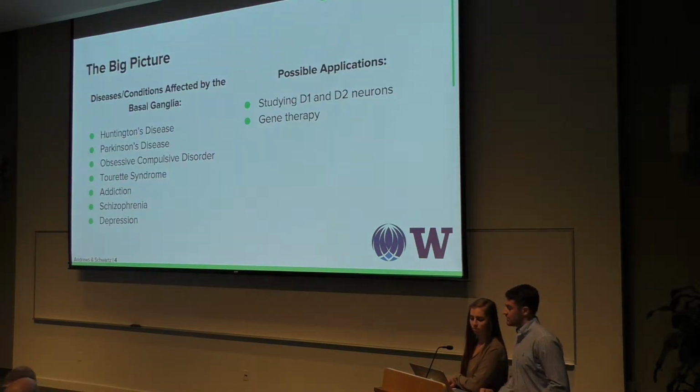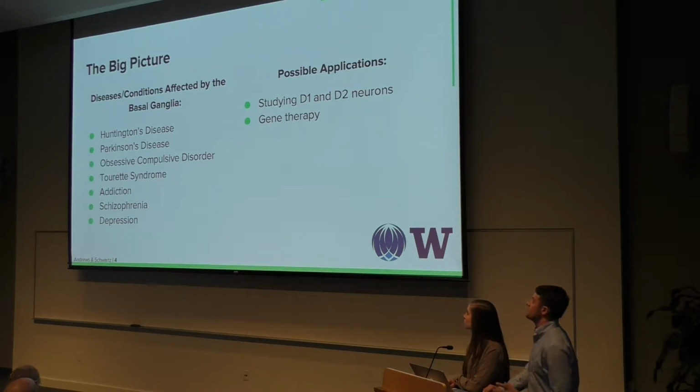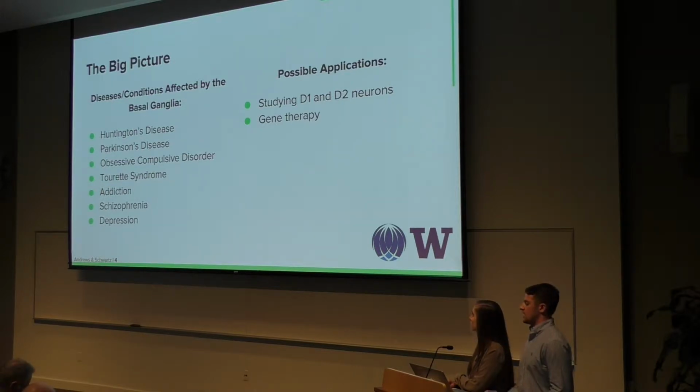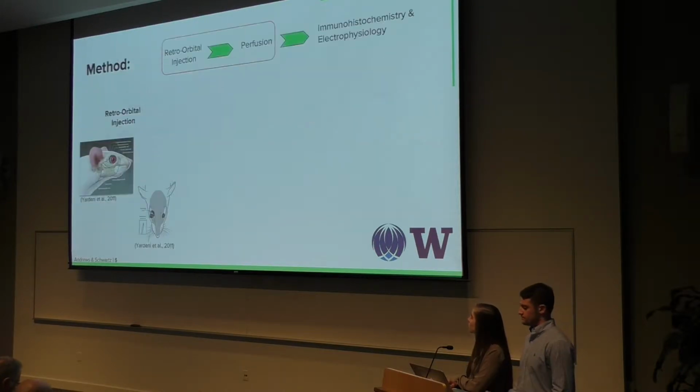The basal ganglia has been associated with many different diseases and conditions, anywhere from addiction and Parkinson's disease to obsessive compulsive disorder. And if we were able to target D1 and D2 medium spiny neurons specifically, then we can move forward to better understanding these neurons through methods like patch clamping and cellular reconstructions. And this could also be a huge step into clinical applications like gene therapy.